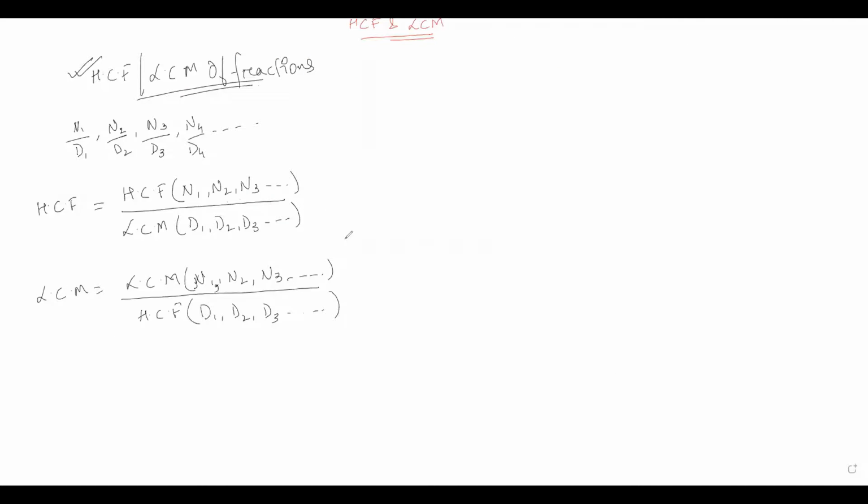Okay, so now let us try to see the HCF and LCM of fractions. Suppose the fractions are n1 by d1, n2 by d2, n3 by d3, n4 by d4, and so on.